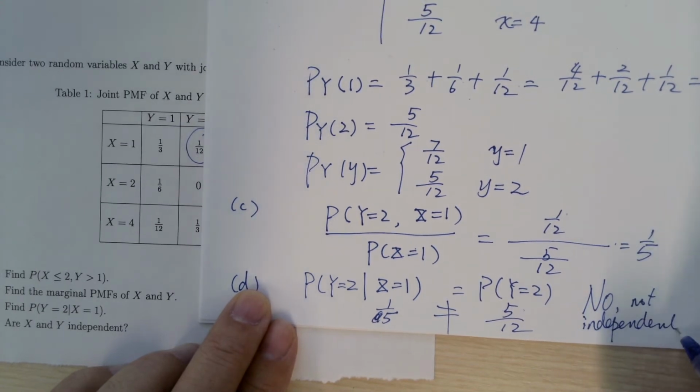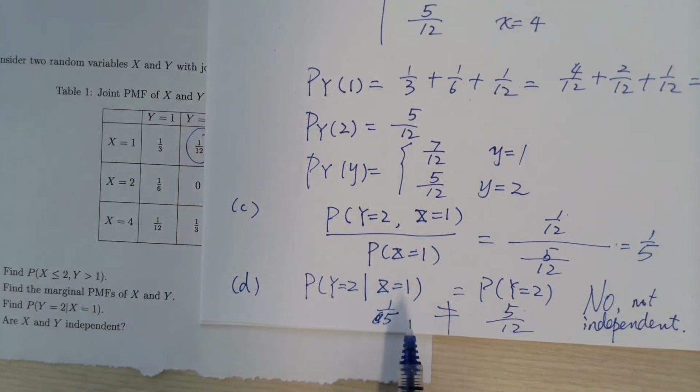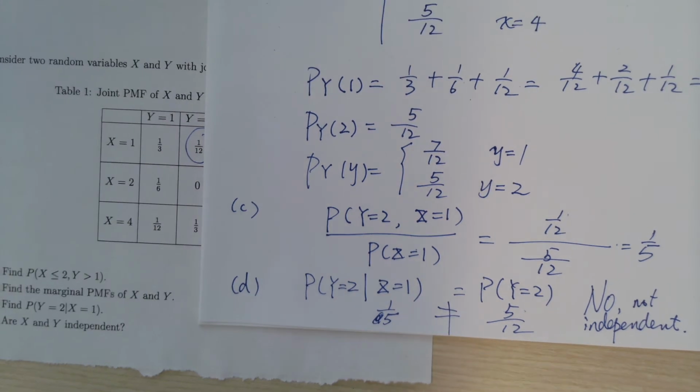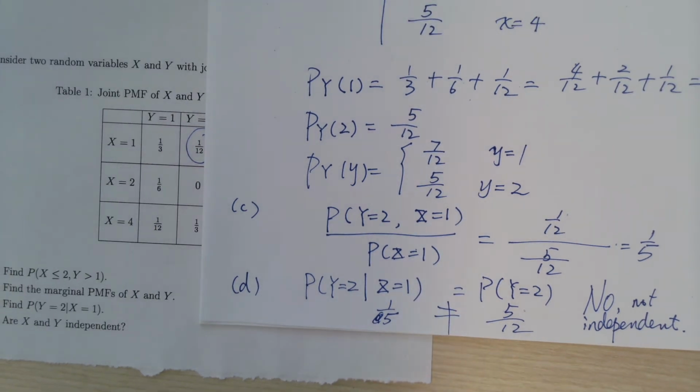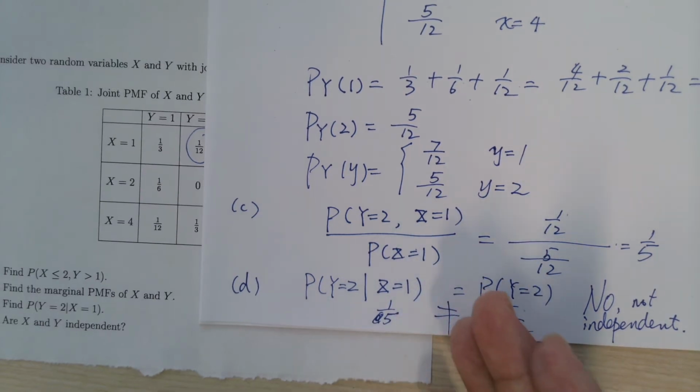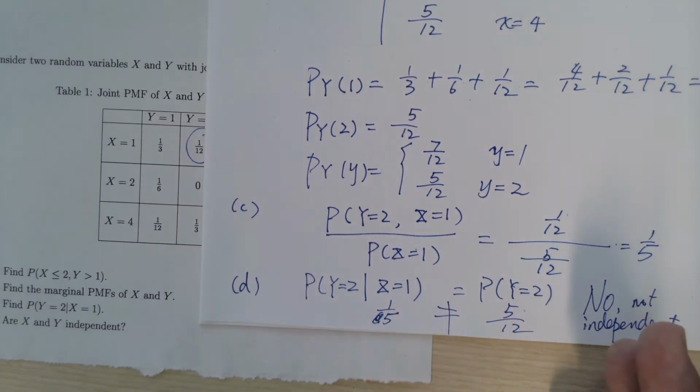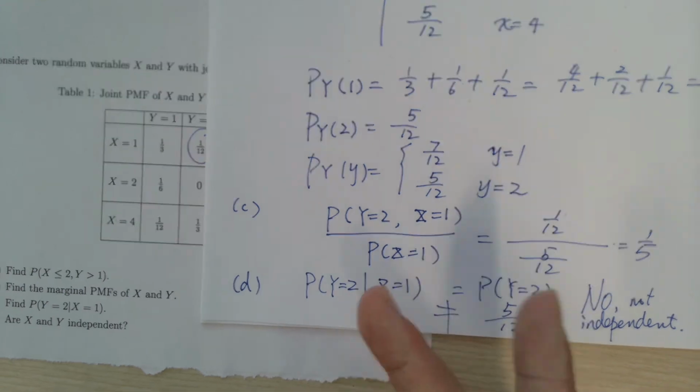independent. I want to be very clear about this. Even if those two are equal, it does not mean that X and Y are going to be independent. Why? Because it is very difficult to show that two variables are independent, because you have to go across all the combinations of x and y, and then show that they are independent for every x and y.